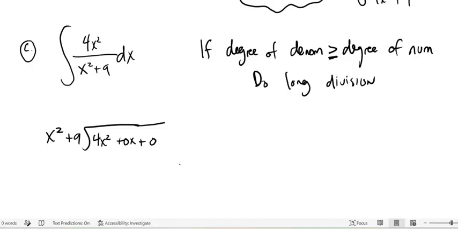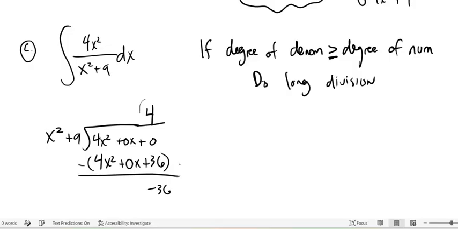We say, how many times does x squared go into 4x squared? The answer is 4, so I put it in the constant term, and then I multiply 4 by that. So 4x squared, there's no x term, plus 0x plus 4 times 9 is 36. Right, so I just multiplied the 4 by this guy. And then I subtract, remember doing this? Gone, gone, remainder 36. Okay, so this integrand then can be written as the quotient plus the remainder over the divisor.